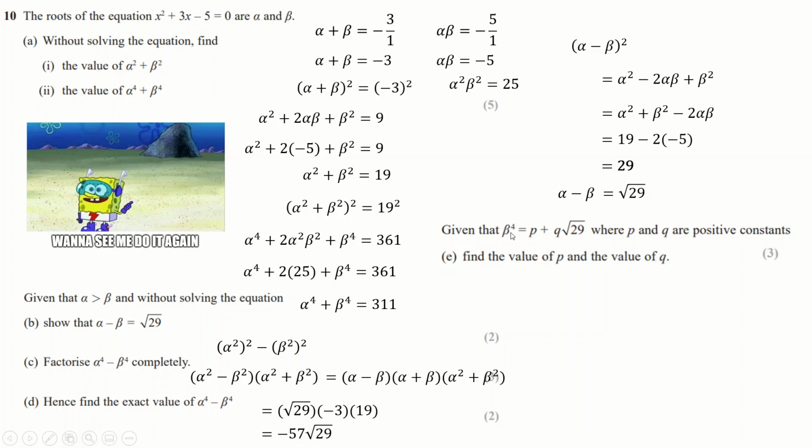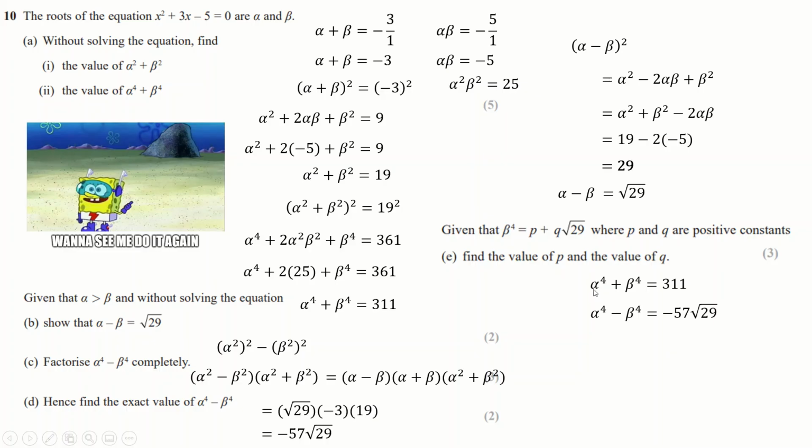Now I actually have two equations that are helpful here with beta to the power 4. I have this one here, alpha to the 4 plus beta to the 4 is 311, and I also have, I haven't really written it down, but alpha to the 4 minus beta to the 4 is all of this. That was the last bit of the question there. So I also have this.